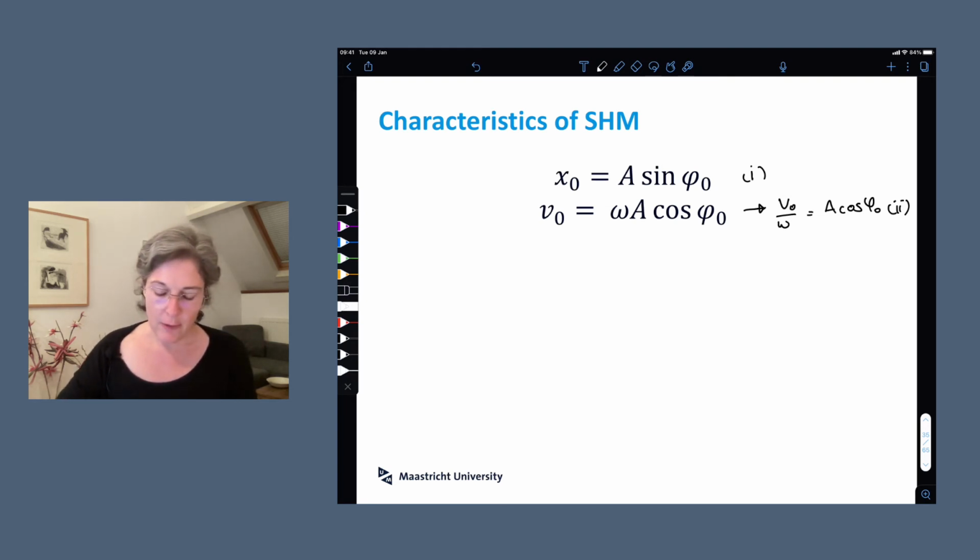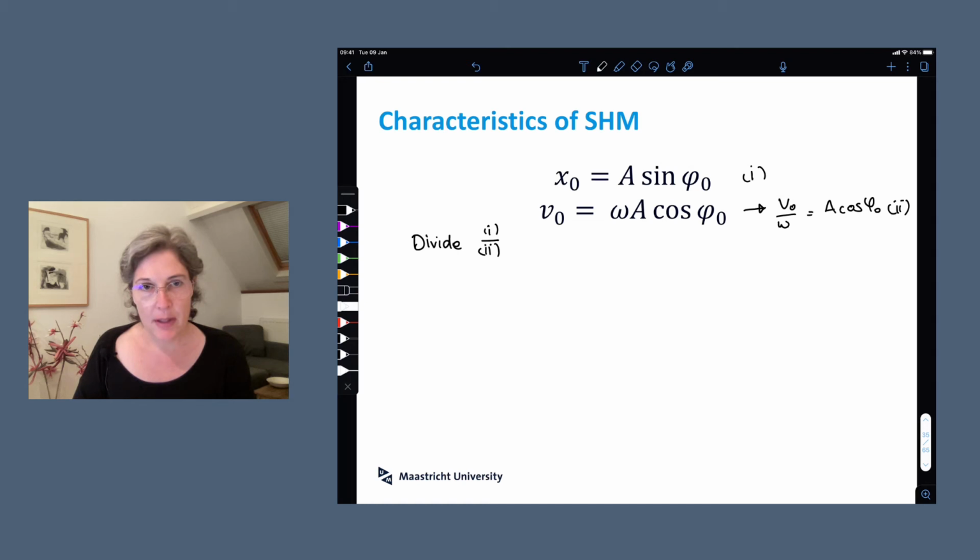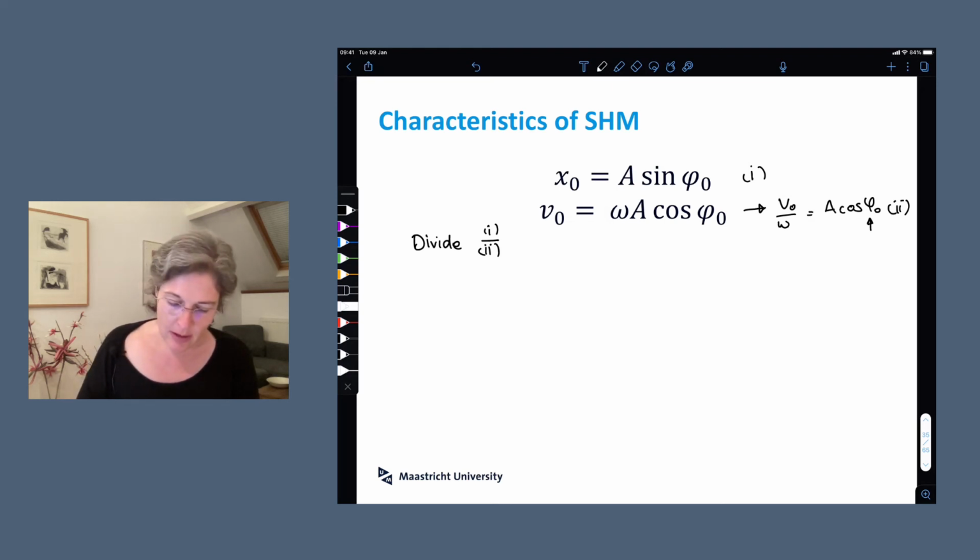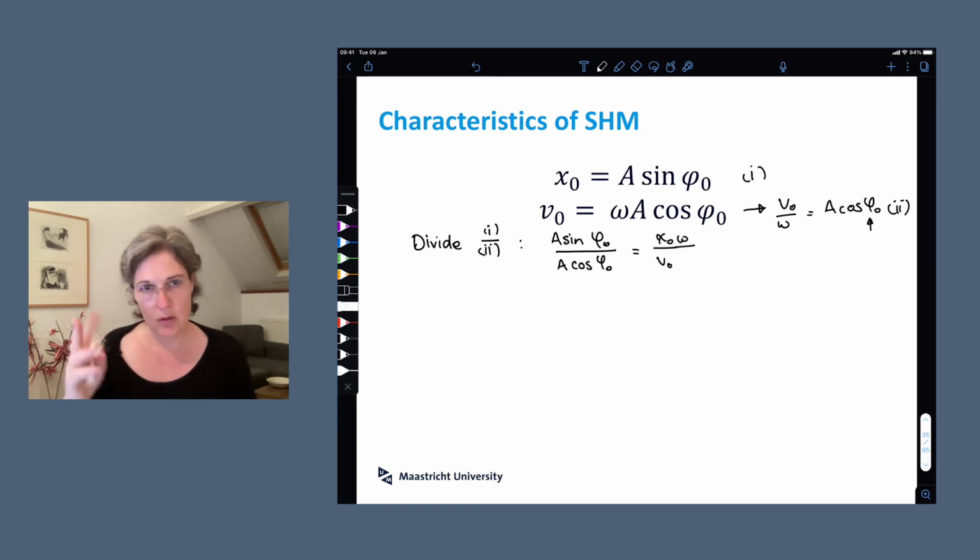And in order to find my phi 0, the first thing I'm going to do is divide 1 by 2. Now whenever you're dividing by anything, you need to think about, is it ever 0? Could A cos phi 0 ever be 0? Well, yes, it could be. It could be if my phi 0 is something that results in the cosine being 0, and you need to think about which values of phi 0 that would be. But hopefully it's not. Okay, so assuming that it's not, we can divide one by the other, and then we get A sine phi naught over A cos phi naught is equal to x naught over v naught with an omega on top. So I just switched signs around there.